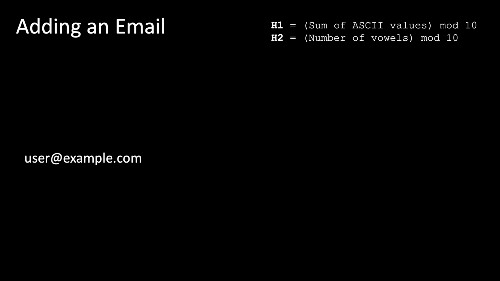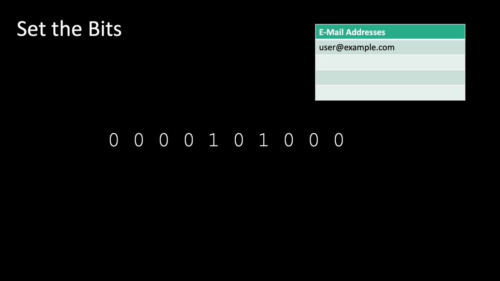Now if we add an email to the Bloom filter, we apply each hash function to the email and set the corresponding bits in the array to 1. Suppose you want to add user@example.com. Hash function 1 results in 4 and hash function 2 results in 6. So we set the bits at the indices 4 and 6 to 1. Remember, we take everything modulo 10, which means we start at index 0 and stop at index 9. So this is the Bloom filter after one email address has been added.